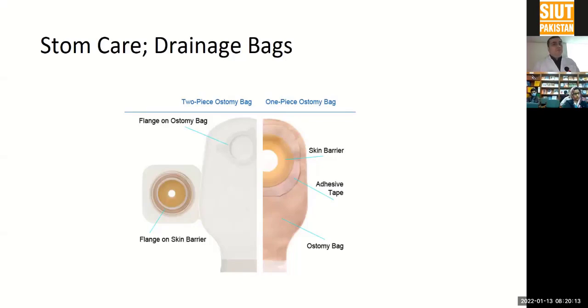These are the two common drainage bags used. One is the two-piece ostomy bag, and the other one is the single piece. And patients should be educated about applying the stoma bag correctly by adequate size opening of the skin barrier, drying the site before applying the wafer, filling the gaps between the wafer and the skin with the stoma paste, and frequent drainage of the stoma bag.